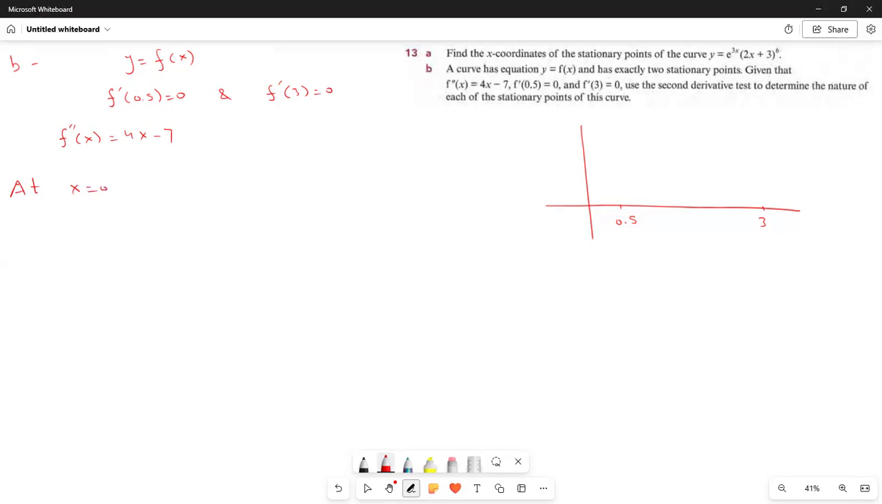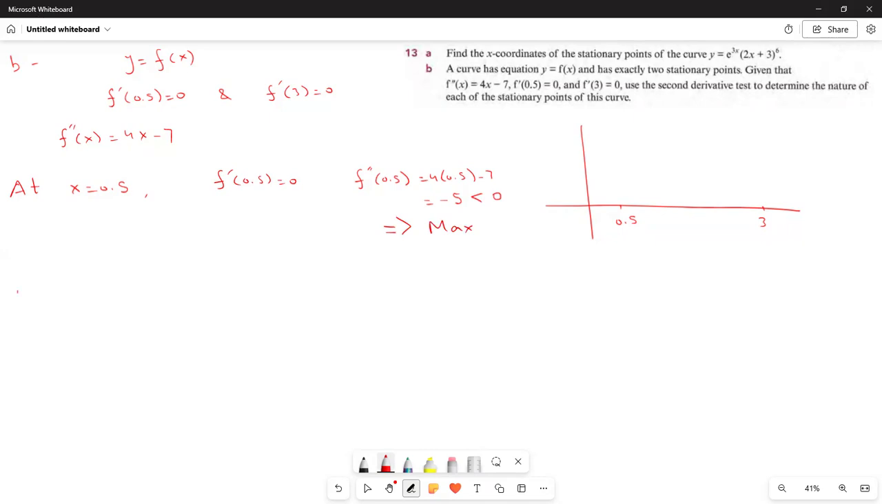At x equal to 0.5, we know that the first derivative at 0.5 is 0. What about the second derivative? The second derivative at 0.5 is going to be 4 times 0.5 minus 7. So this is going to be 2 minus 7, so it's minus 5. And we talked about it before that if the second derivative is less than 0, if it is negative, then it is going to be a maximum point.